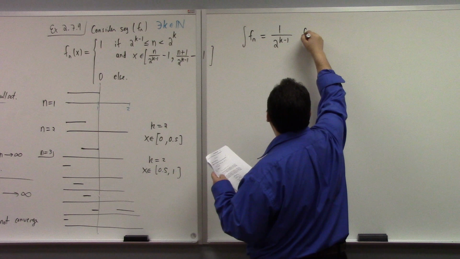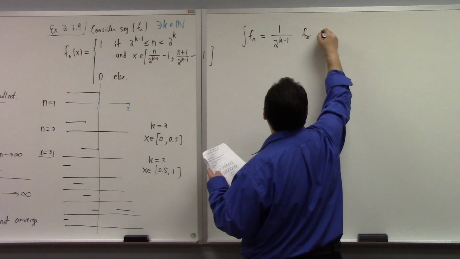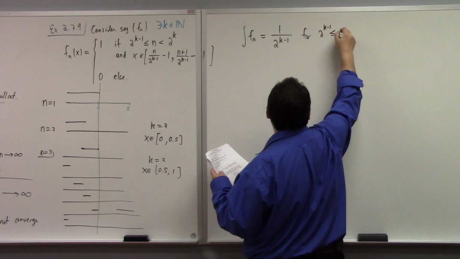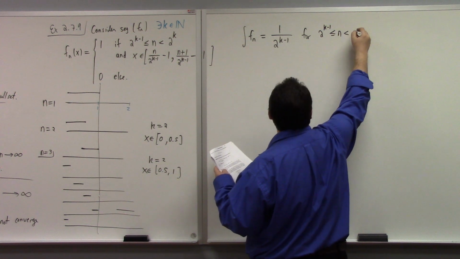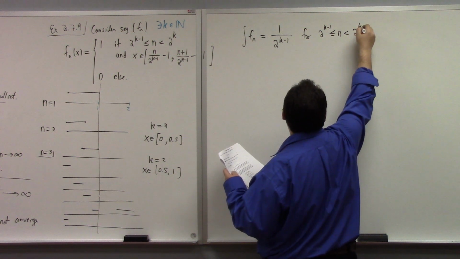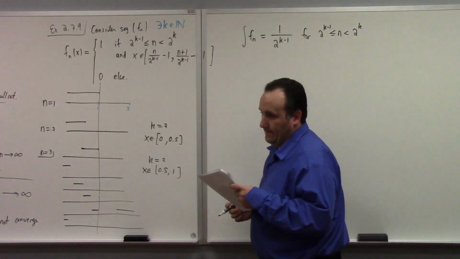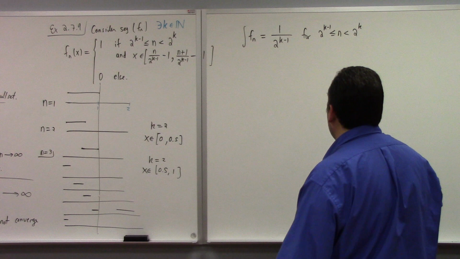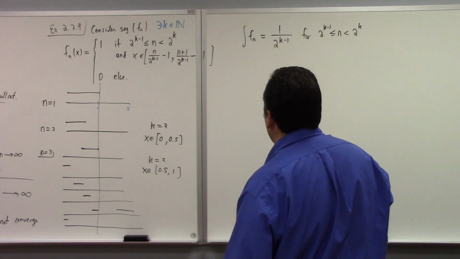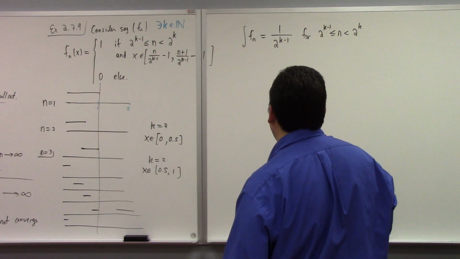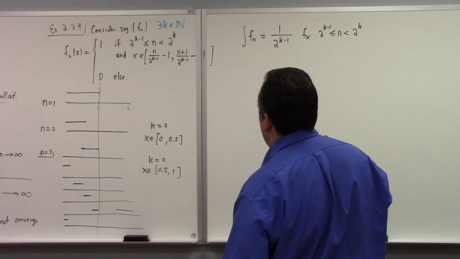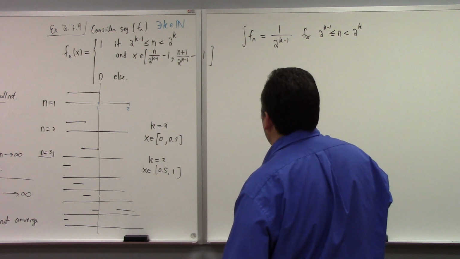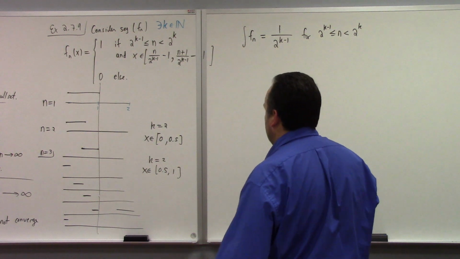For 2 to the k minus 1 less than or equal to n less than 2 to the k. Which is to say, the integral is 1 when, like the first case, right?